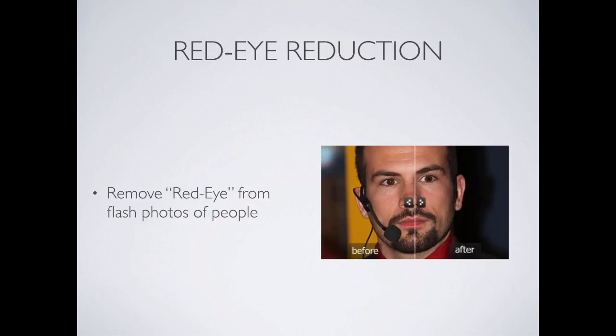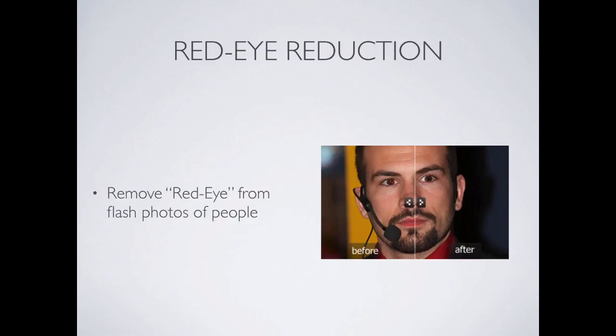Red eye reduction. Anybody had red eye in photos before? Happens. Not a big surprise. So we can go in and correct that. And some software packages are automatic. In Photoshop, we could do a clone stamp and make that go away rather easily. Anybody know why red eye happens? No? Okay. So typically, red eye happens when you use a flash and the room is dark.